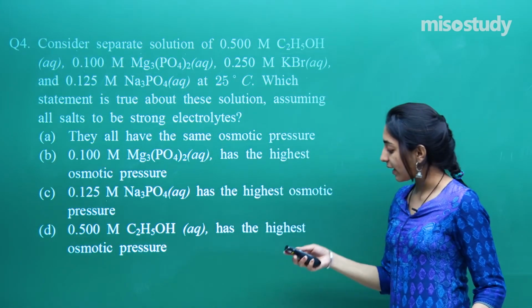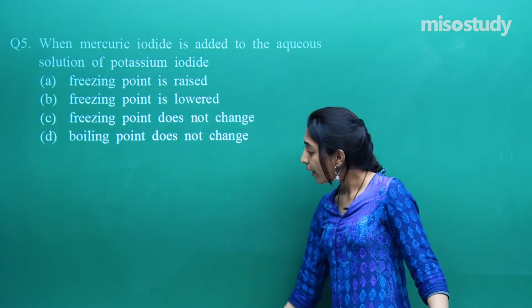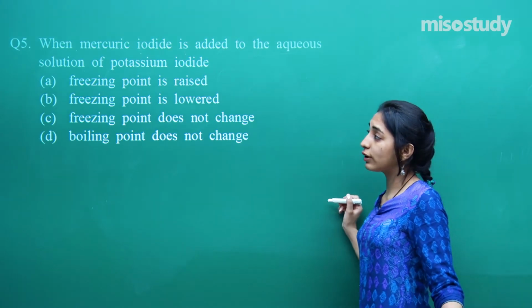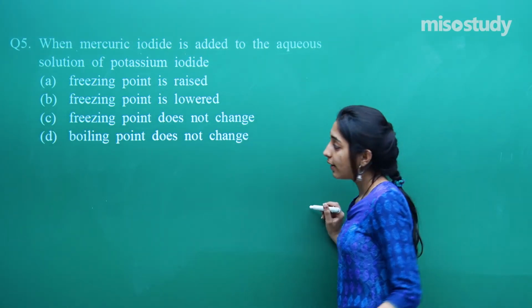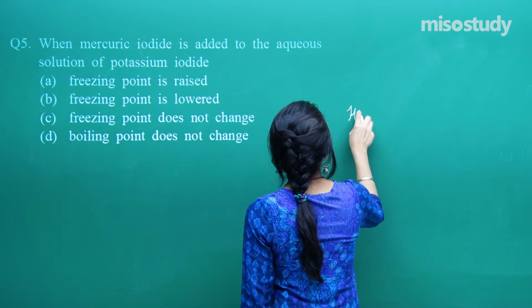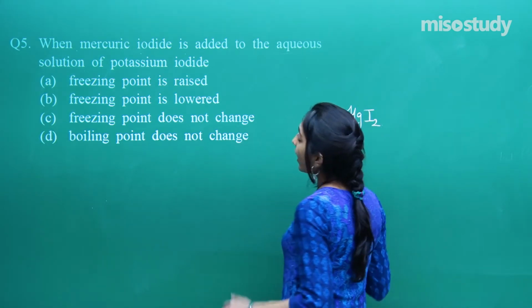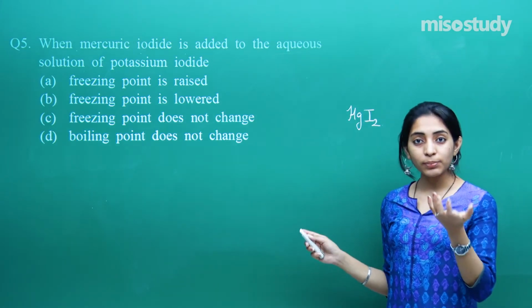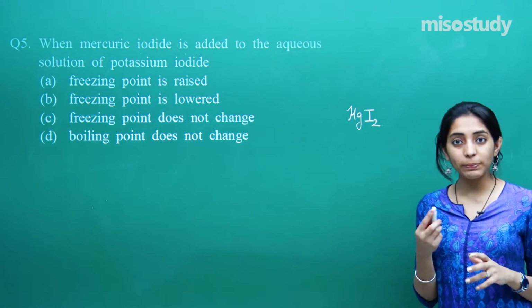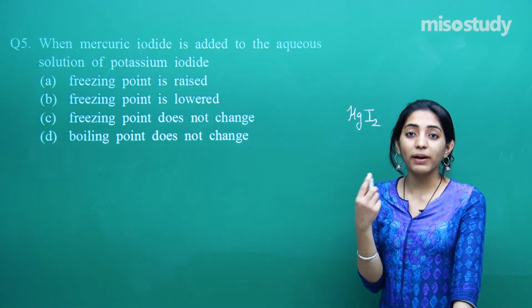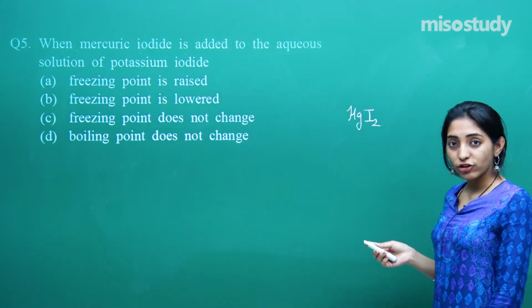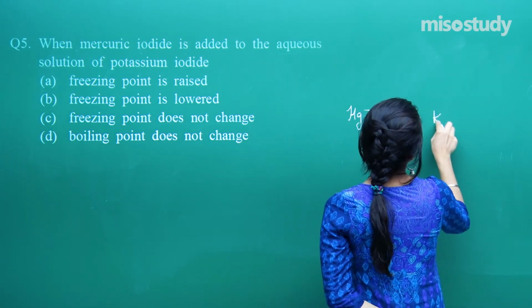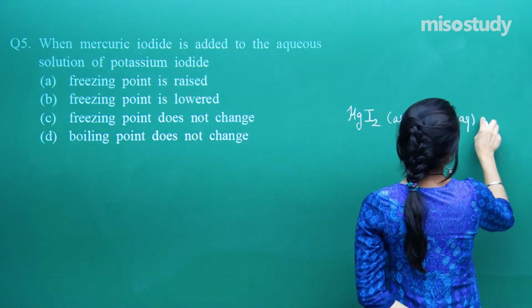Question number 5 says, when mercuric iodide is added to aqueous solution of potassium iodide, let us see, mercuric iodide, HgI2. Mercury exists in 2 oxidation states, mercurous and mercuric. Mercurous is Hg plus 1 and mercuric is Hg plus 2. So we have mercuric iodide HgI2 added to an aqueous solution of potassium iodide KI.